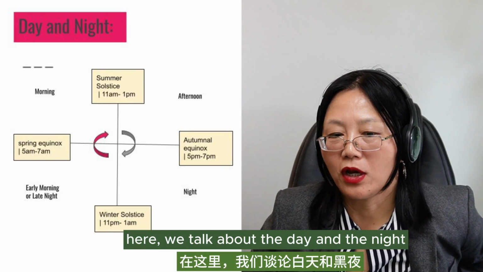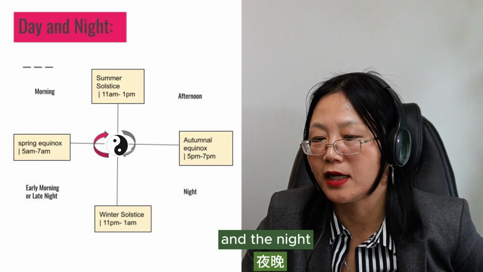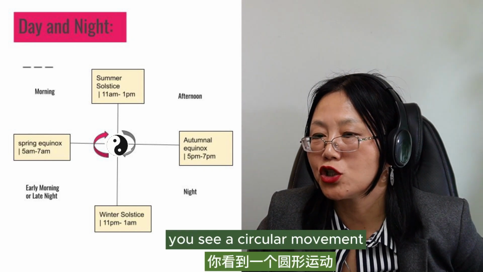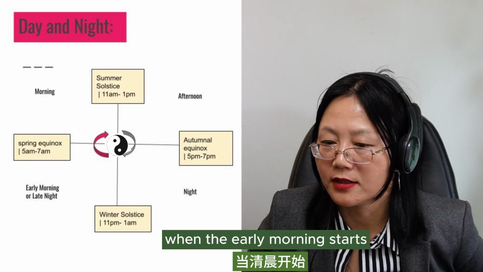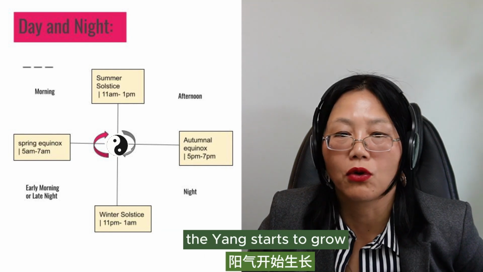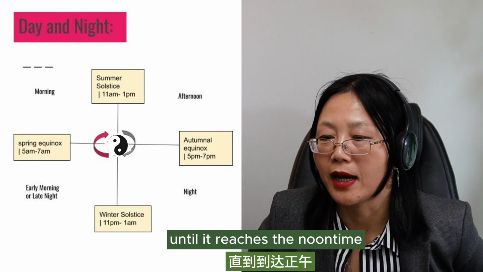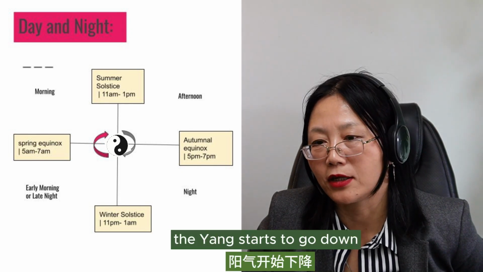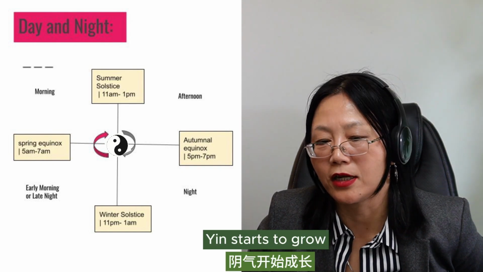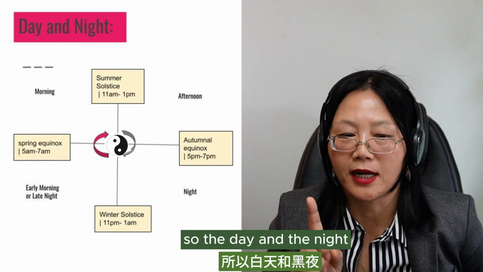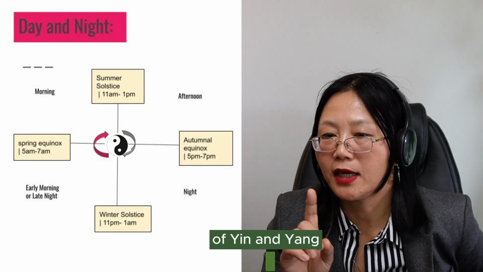Here, we talk about the day and the night. There's morning, afternoon, night, and early morning. It's a circular movement. When early morning starts, the yang qi starts to grow until it reaches noontime. Then the yang qi starts to go down, becoming less, and at the same time, yin qi starts to grow. Day and night is actually the change of yin and yang.